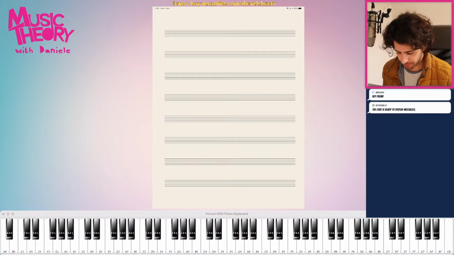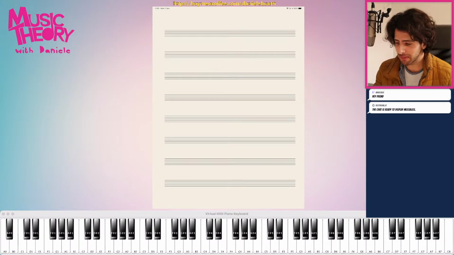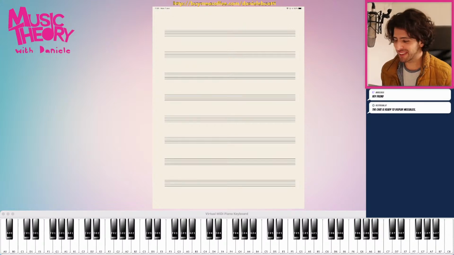My little virtual keyboard's not lining up, but that's okay. That's tomorrow's problem. The treble clef, we're also going to call the G clef, which I'll explain in a moment. The bass clef we can also call the F clef, okay?